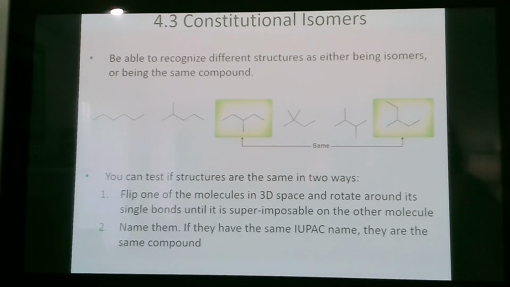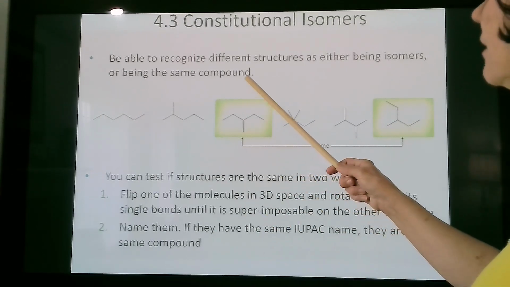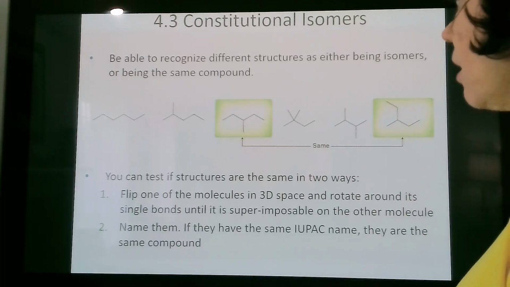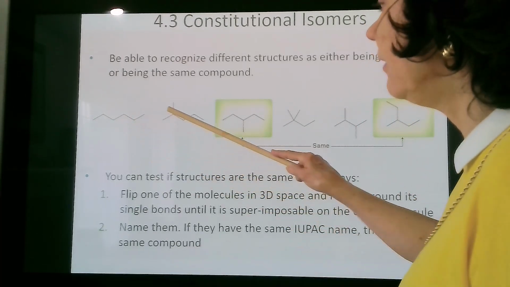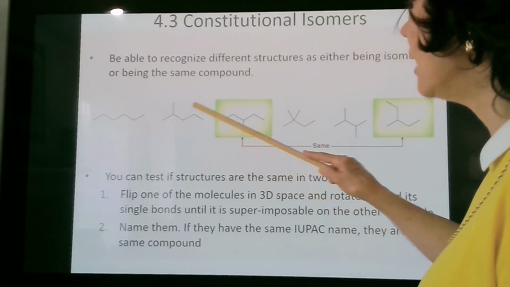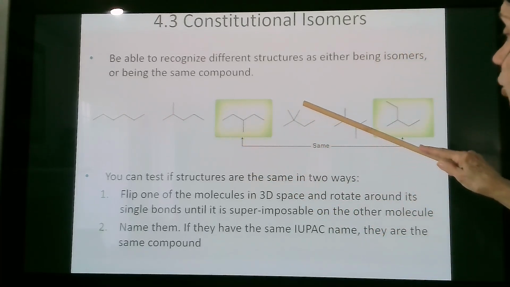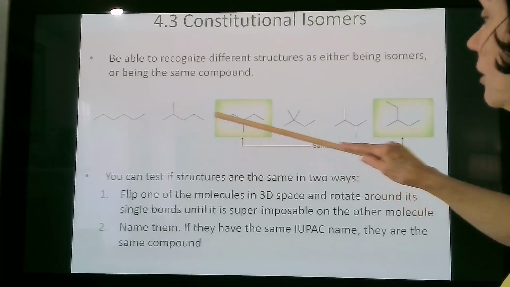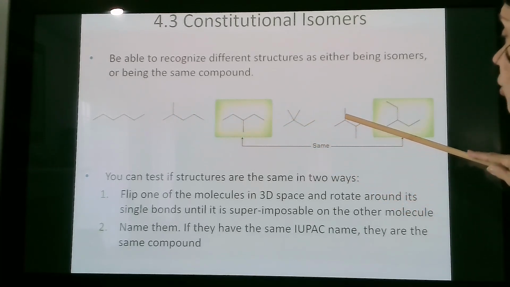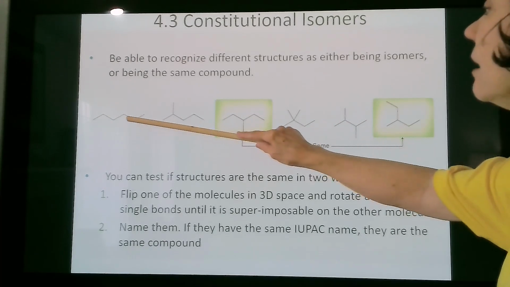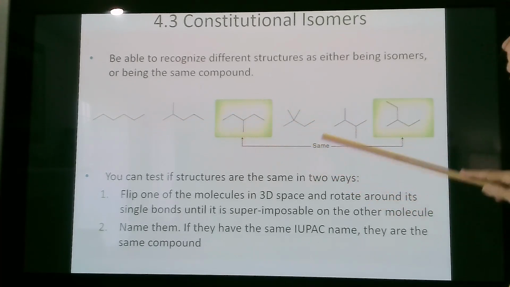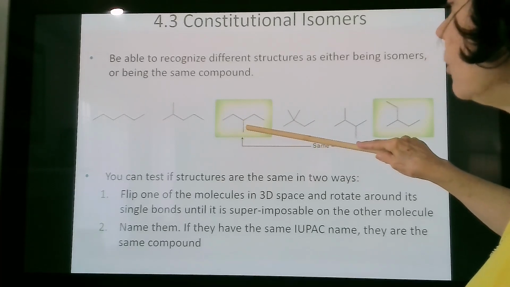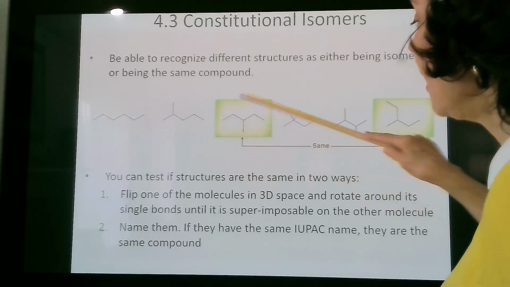You have to be able to recognize different structures as being either isomers or the same compound. So here, these are obviously two different isomers. We just discussed them. Here you have more branching. So this branching is at the 2 position. Here it's at the 2 position. Here it's at the 2 position and the 3 position. These are all different compounds. Here the methyl is coming off of the 3 position. So this one is different than the other 4.